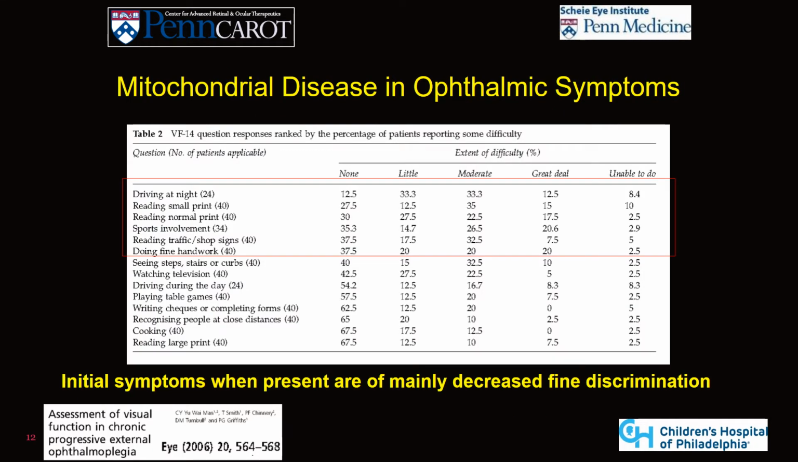The symptoms of mitochondrial disease, in addition to the diplopia, the problems with the droopy eyelids, and the interference of the droopy eyelid with vision, are symptoms that primarily reflect problems with fine discrimination, such as inability to read small print or to read signs on the street or to do fine handiwork, as well as problems in dim lighting, like driving at night, which is a very complex visual task.